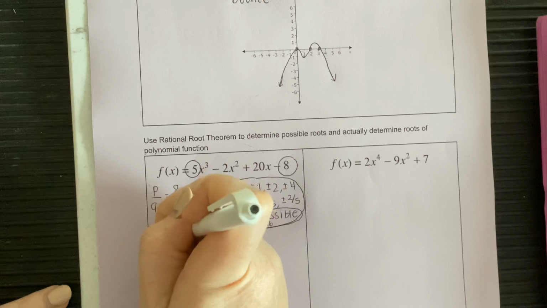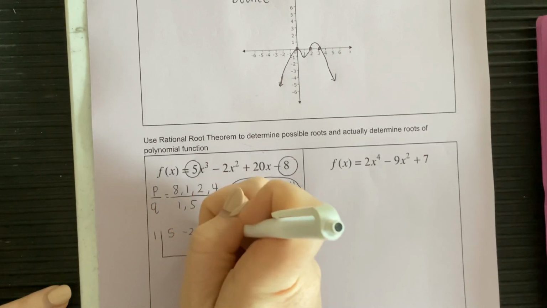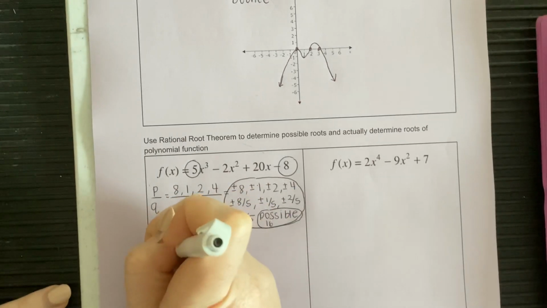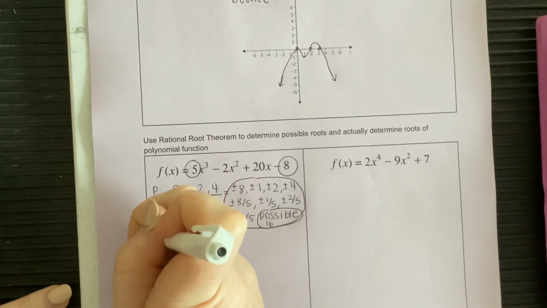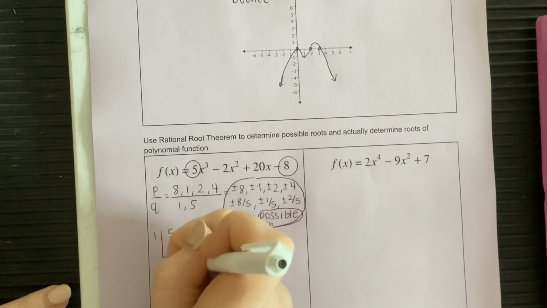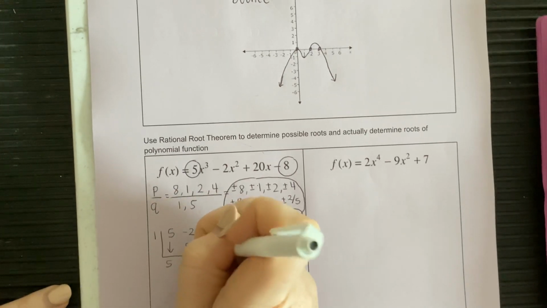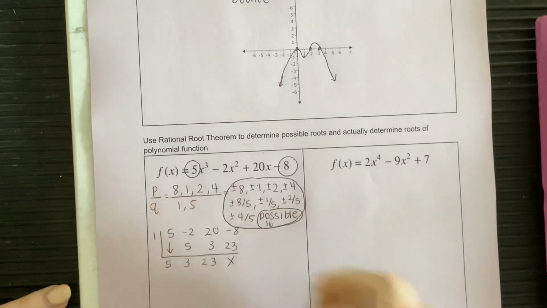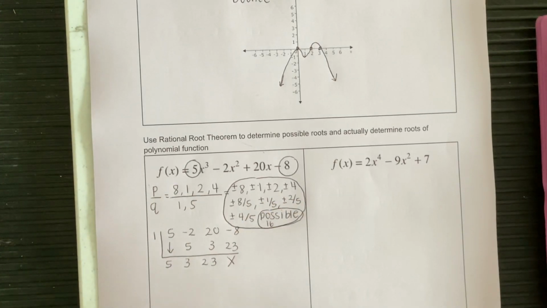Remember, you're going to take all your coefficients: 5, -2, 20, -8. Bring down the 5, multiply on the outside, add on the inside. Multiply on the outside, add on the inside. This one doesn't work because you need to get 0.